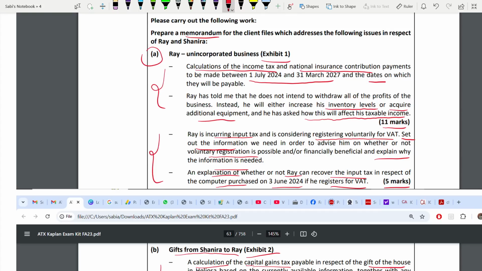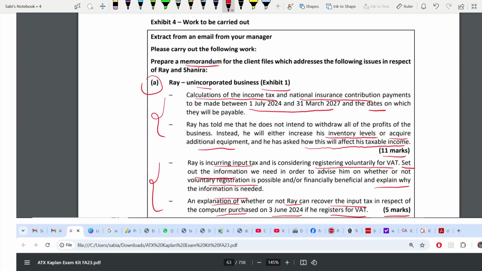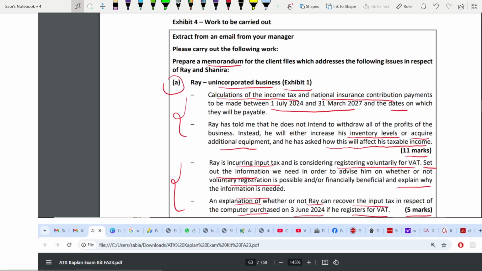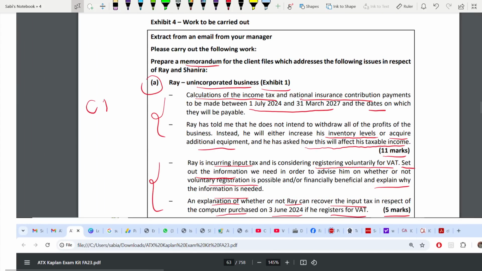Okay, so you need, see, this is an unincorporated business. Okay, unincorporated means sole trader. Which type of NIC does a sole trader pay? Please pay attention. This is not an employee. Class 2 and class 4. So they pay class 2 and class 4 NIC. And of course, the income tax, basic income tax. Okay, so you need 3: income tax, class 2 NIC, class 4 NIC.